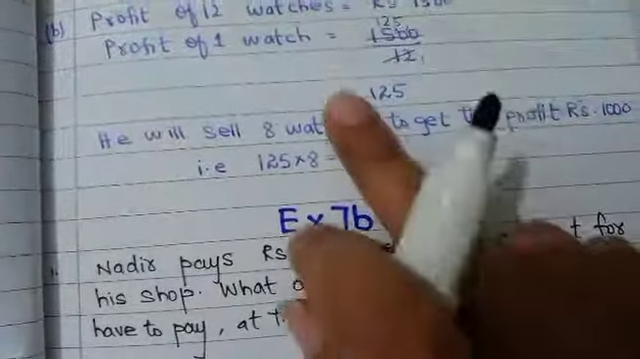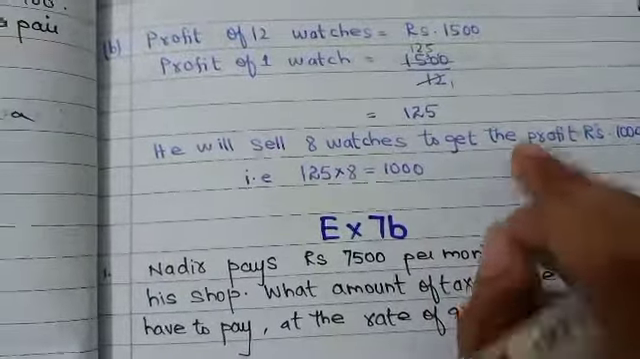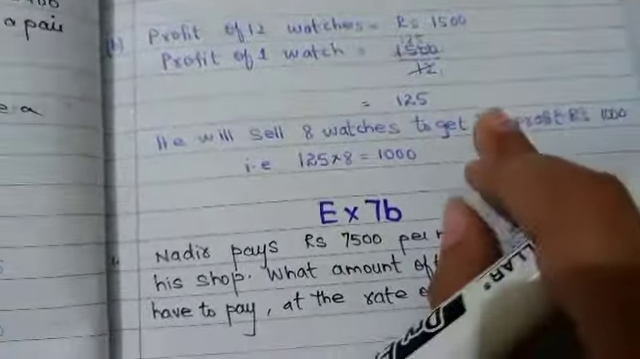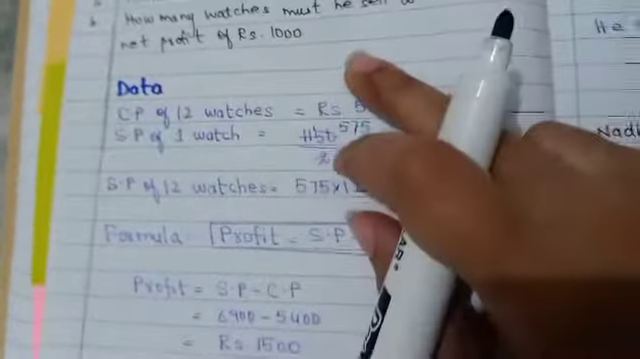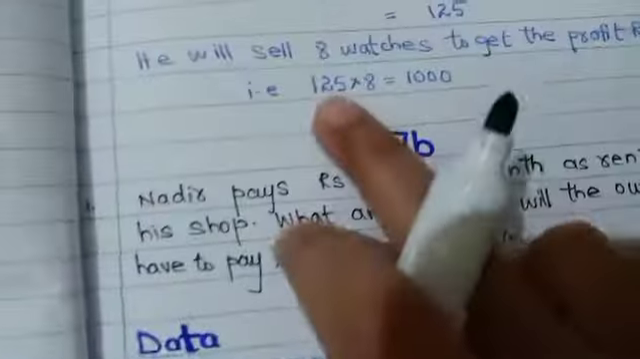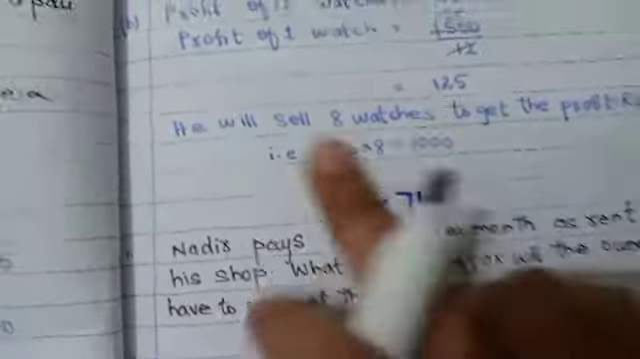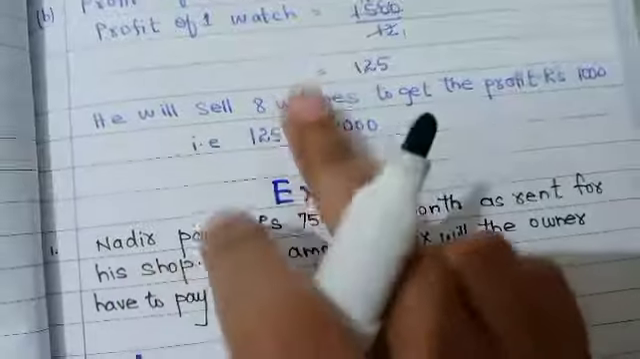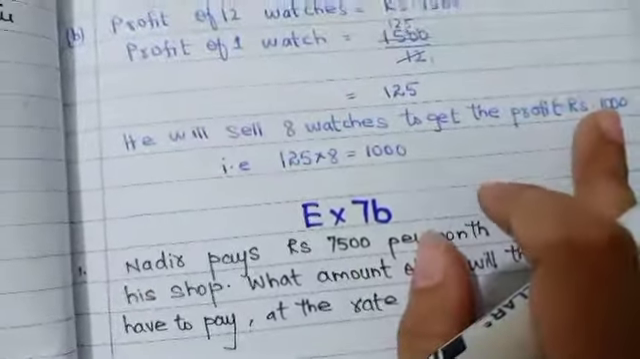He will sell 8 watches to get the profit of ₹1000. You will multiply 125 by 4, 125 by 5, 125 by 6, 125 by 8, where you get the amount 1000, because they had asked how many watches for this profit amount you have to achieve. When you get the 1000 amount, there you will stop. So I stopped at 125 multiplied by 8 is equal to 1000. So I said he will sell 8 watches to get a profit of ₹1000.